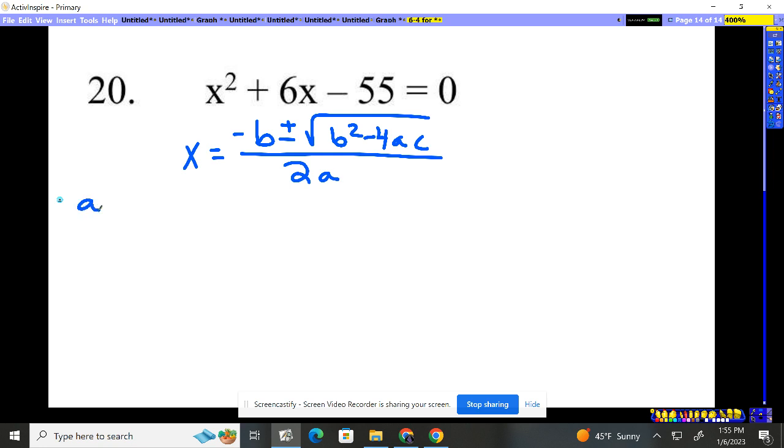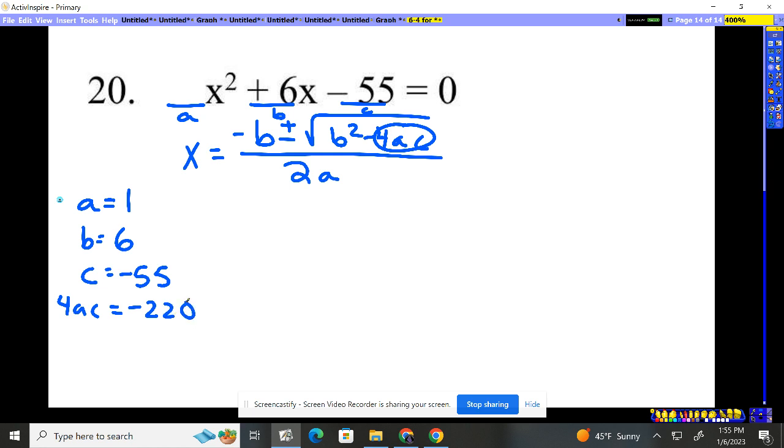Now, over here to the side, we're going to put our a value, our b value, and our c value. Those values are the numbers in front of x squared, which is your a, right there in front of the x is b, and that number right there is your c. So a is 1, b is 6, and c is negative 55. We also will calculate that 4ac piece. 4 times 1 is 4, times that is what? Negative 220.